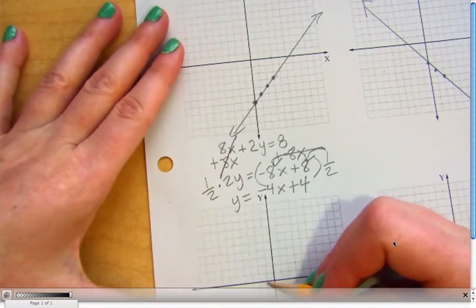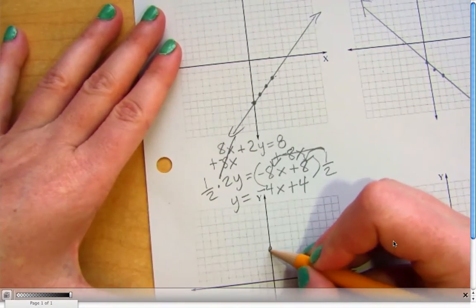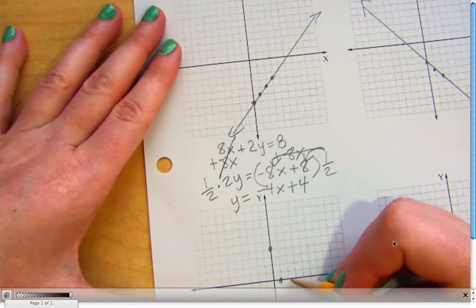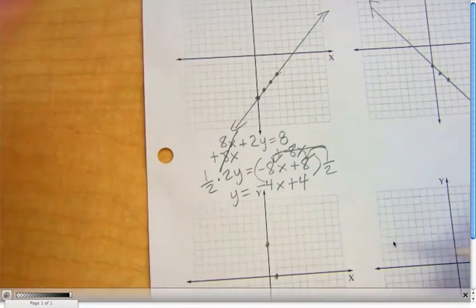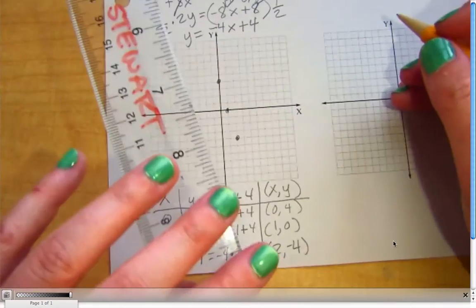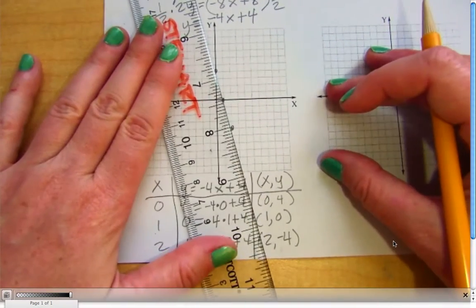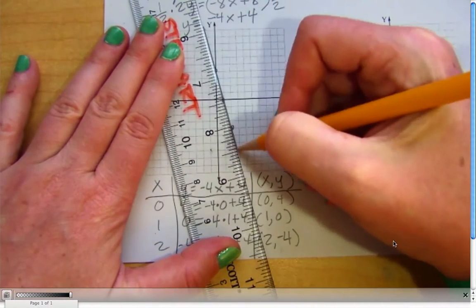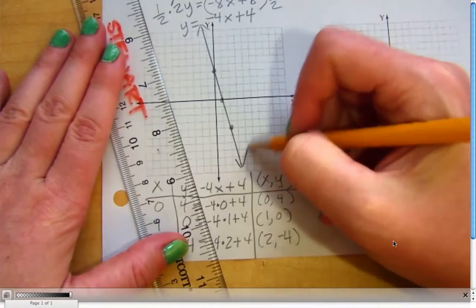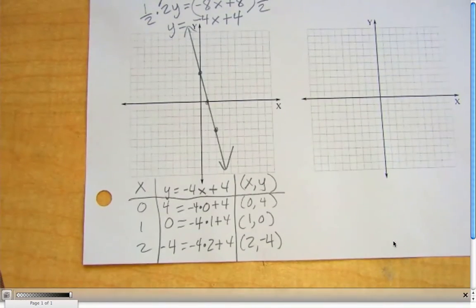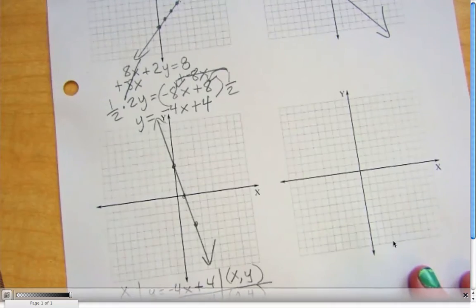I'm going to go ahead and graph them on here. So 0, 4. 1, 0. 2, negative 4. So this is a very steep line. Oops, sorry. Move the other way. Connect my dots. My straight line. Okay? Let's do one more.